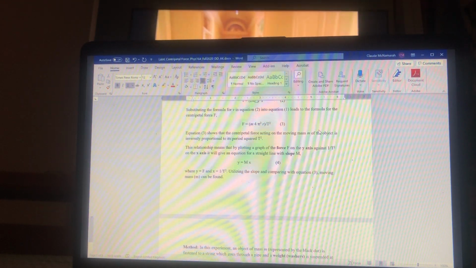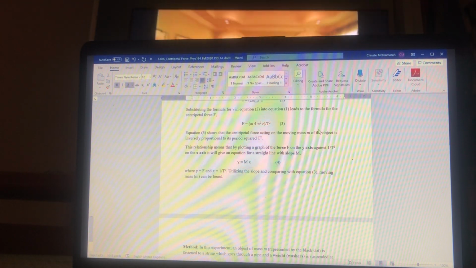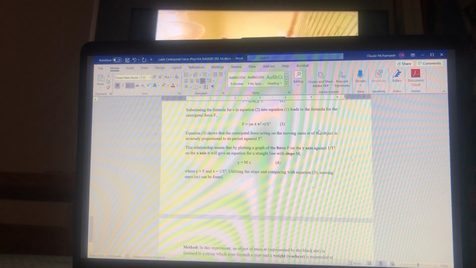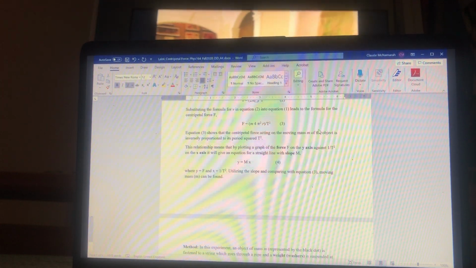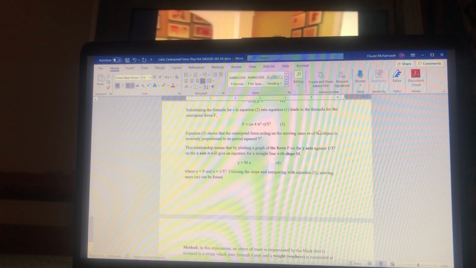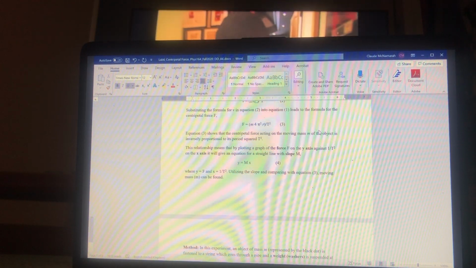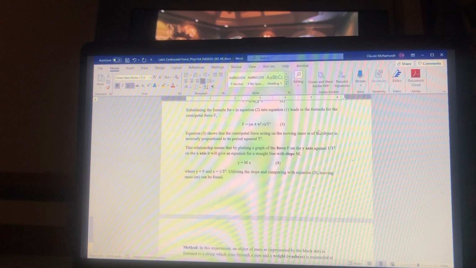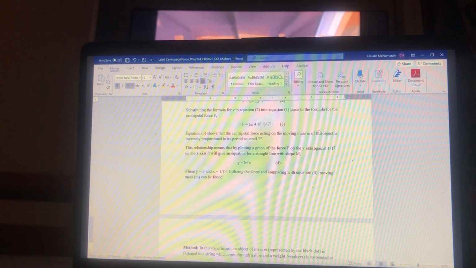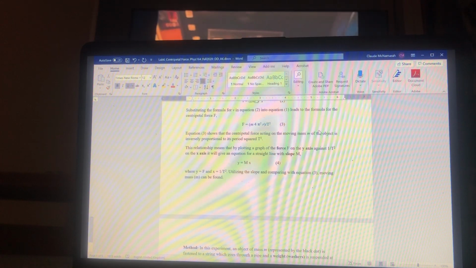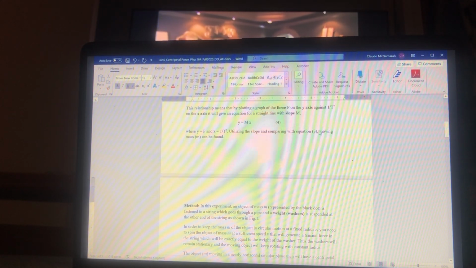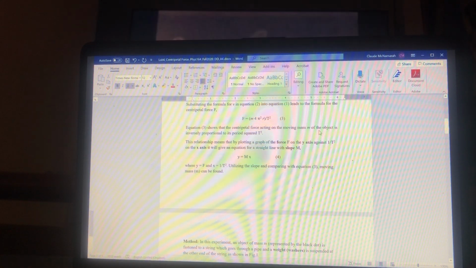1 over T squared. So we want to compare equation 4 and equation 3. You're going to do that when you do the experiment, noting that the y is the F and the x is the 1 over T squared. So in equation 3, you can identify the y and you can identify the x, and hopefully you can identify the big M.